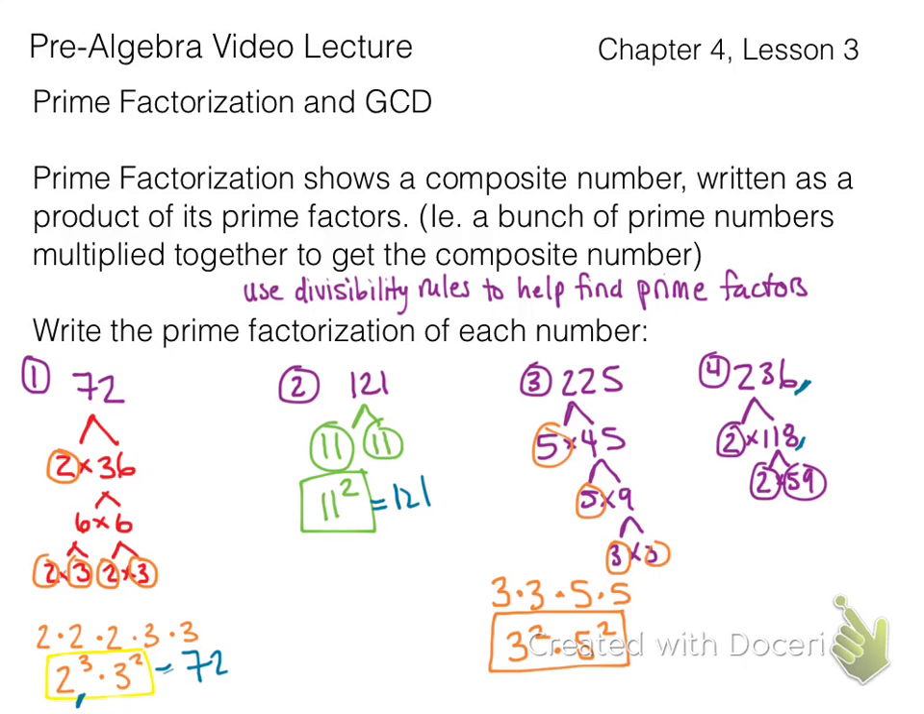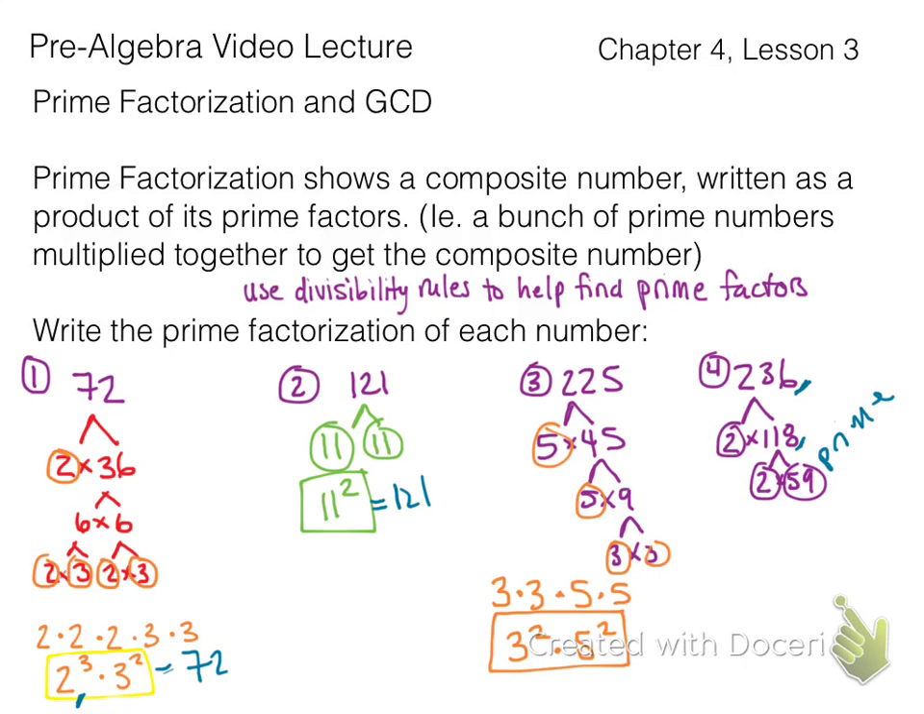Now, 59 is not divisible by anything else. It's not divisible by 3 because when you add up 5 and 9, you're going to get 14. 14 is not divisible by 3, which means it's also not divisible by 9, which means it can't be divisible by 6 because it's not divisible by 3. It doesn't end in an even number, so it's not divisible by 2, and it doesn't end in a 5 or 0, so it's not divisible by 10 or 5. So guess what? It is a prime number.